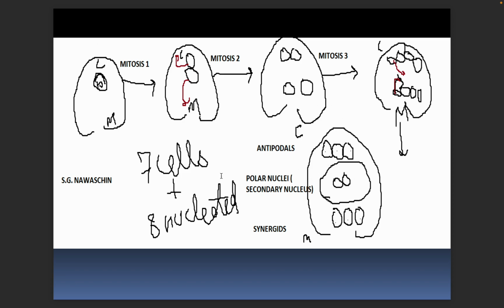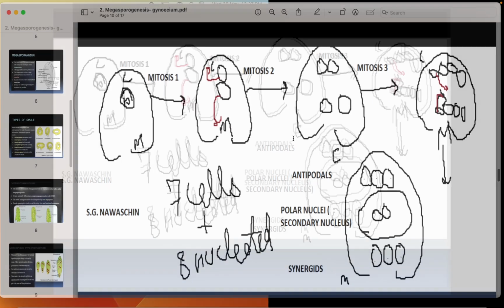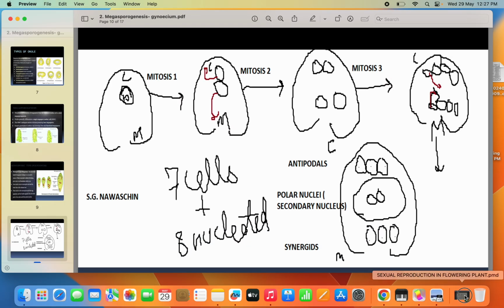You know, all this phenomenon was given by S.G. Navaschin. Please note this down somewhere if you are sitting with a copy or something. S.G. Navaschin was the one who has given all this phenomenon. Now before taking you forward, I'll take you to NCERT directly.